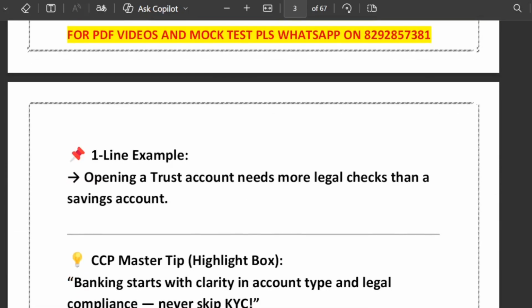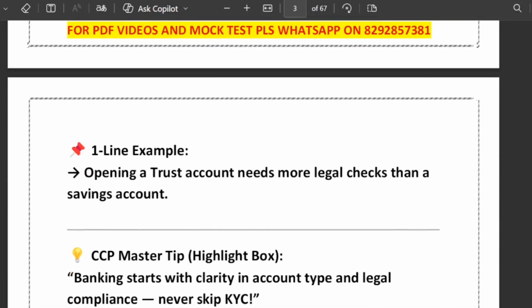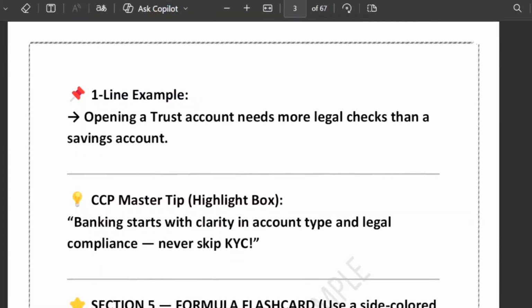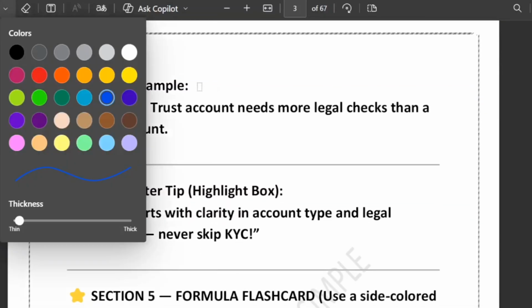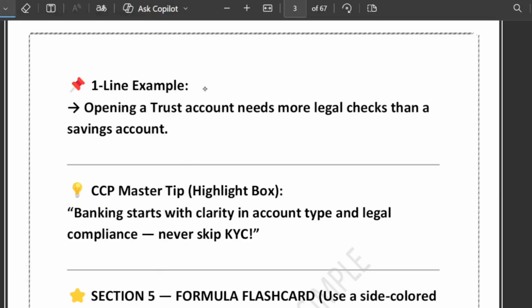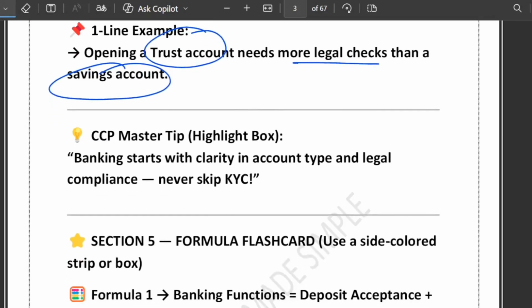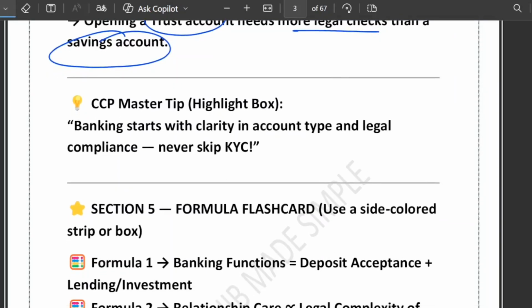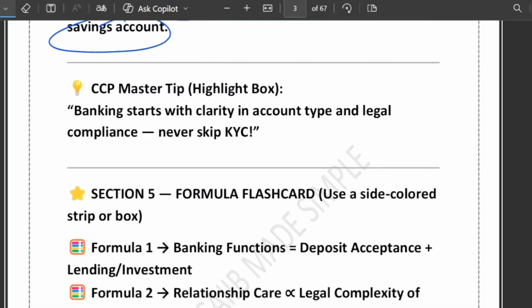Let me give you one example. Suppose you open a trust account. Opening a trust account requires more legal check as compared to a saving account. Right? So a question may be asked that out of trust account and saving account, which requires more legal check? Answer is obviously trust account. So banking starts with clarity in the account type and legal compliance. So never skip KYC. That is the CCP master tip.